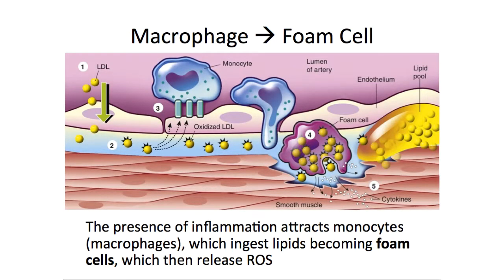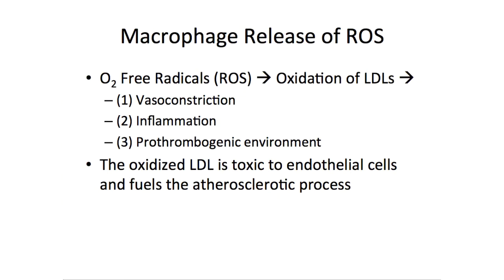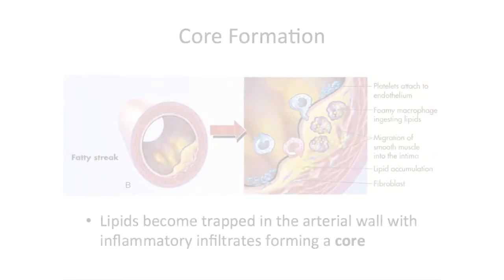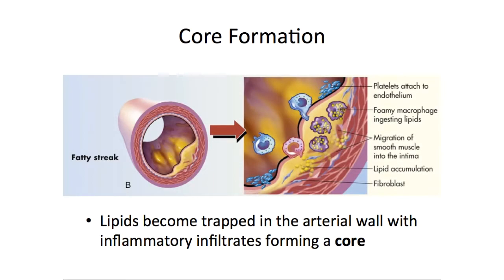The presence of inflammation attracts monocytes or macrophages, which ingest lipids and become foam cells, which then release oxygen-free radicals. The release of oxygen-free radicals results in oxidation of low-density lipoproteins, which contributes to vasoconstriction, inflammation, and a prothrombogenic environment. The oxidized low-density lipoprotein is toxic to endothelial cells and fuels the atherosclerotic process. Next, lipids become trapped in the arterial wall with inflammatory infiltrates, forming a core.